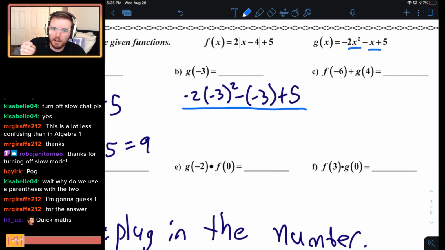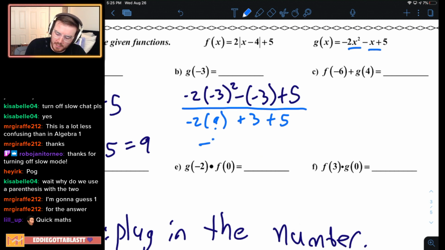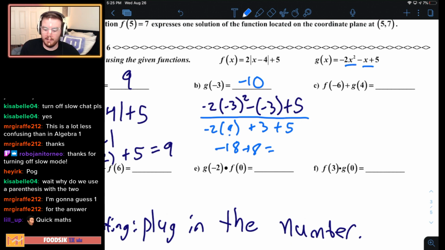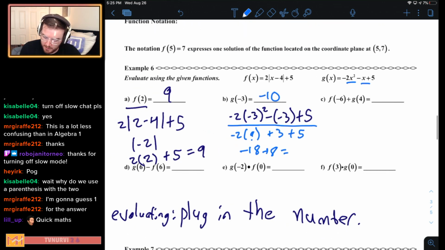So when I square negative 3, I get 9. And when I do minus negative 3, I get plus 3. So 9 times negative 2 is negative 18. And 3 plus 5 is 8. So I end up with negative 10. I'm literally just plugging it in. That's all the word evaluating means.